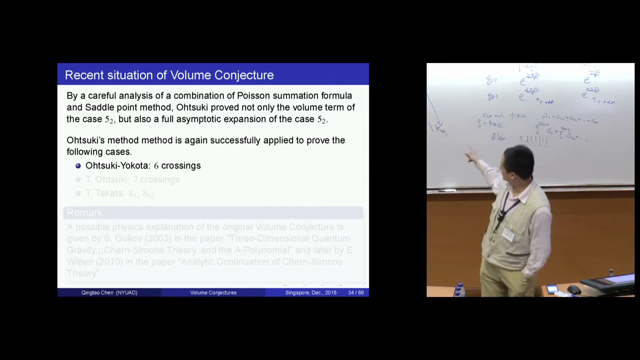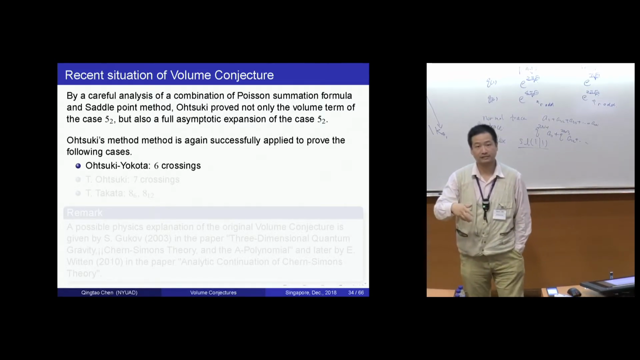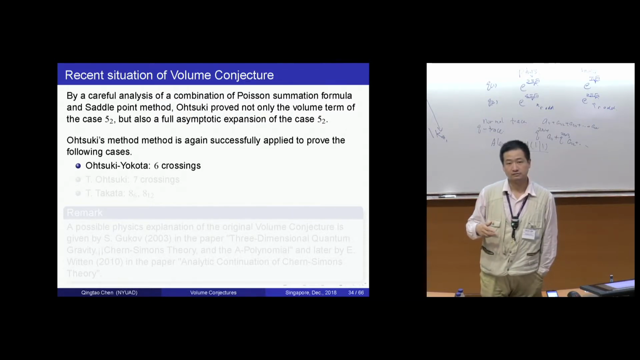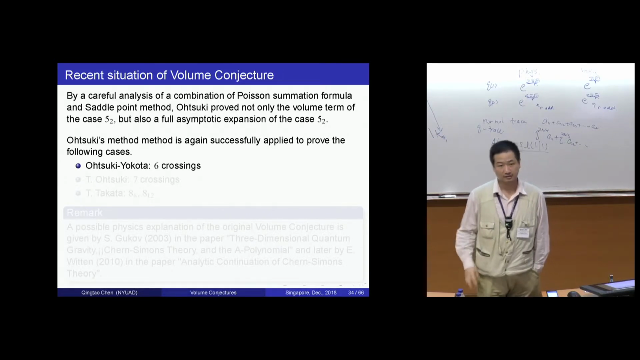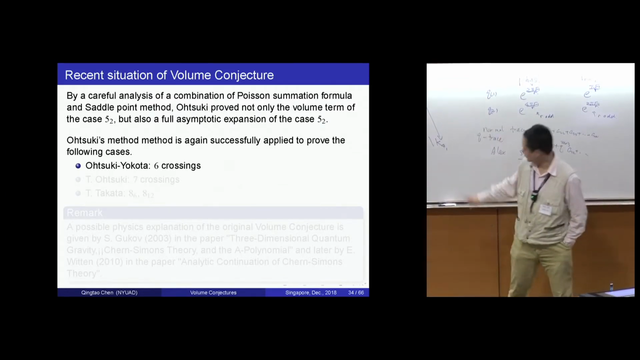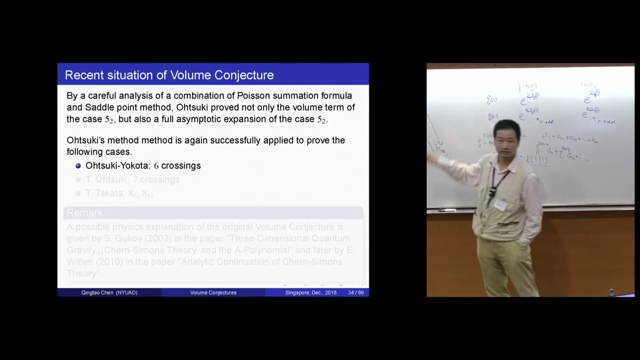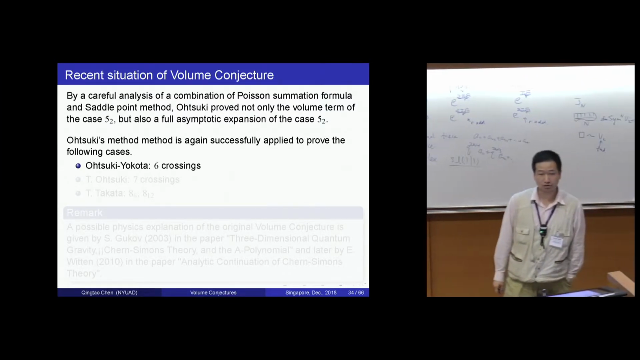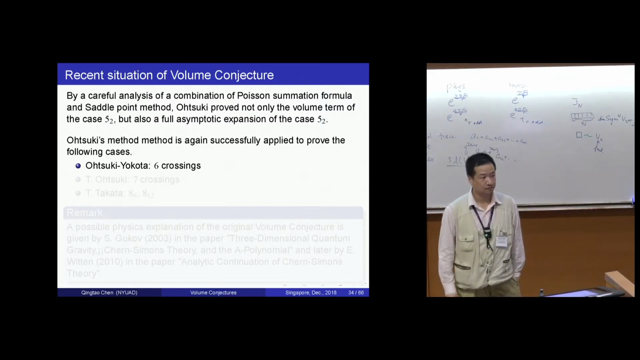A hyperbolic knot has a hyperbolic metric. You have a negative curvature, minus 1 hyperbolic metric on the complement in S3. So in this manifold, the knot complement, you can introduce the hyperbolic metric. And by the Mostow rigidity theorem, the hyperbolic volume is an invariant.